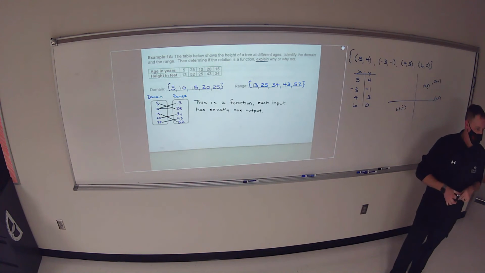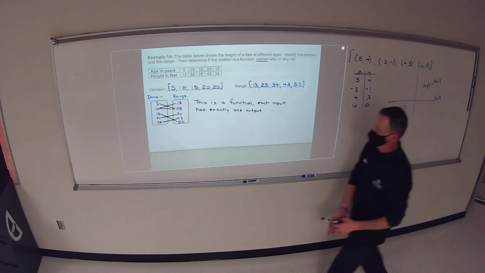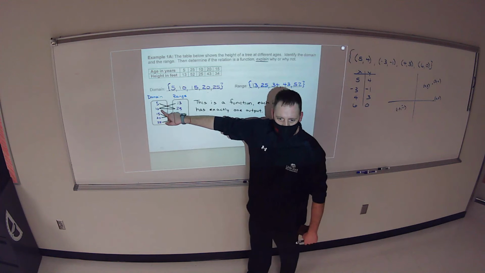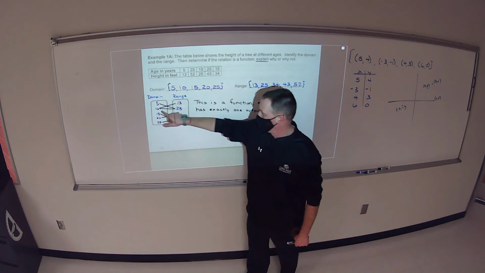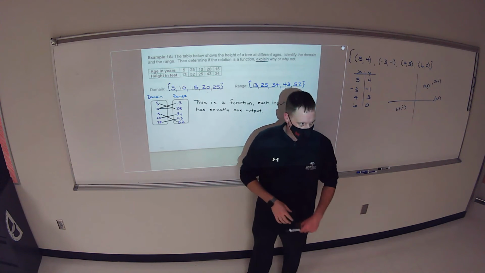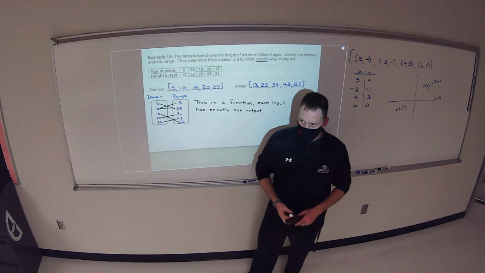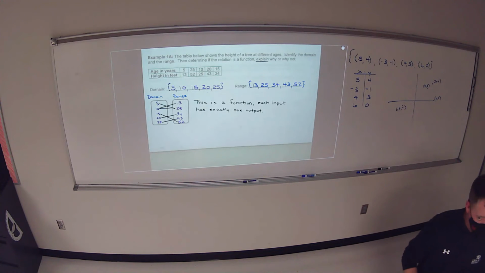Is that a function? Why not? There's more than one. There's going to 2. There you go. This is not a function. You're going to be specific in why. It's not a function because 10 has 2 outputs. 10 goes to both 13 and 10 goes to 25. This is not a function. Does that make sense? Does it matter that 25 has 2 things? No. It's just the output. It's just the inputs that we're looking at.